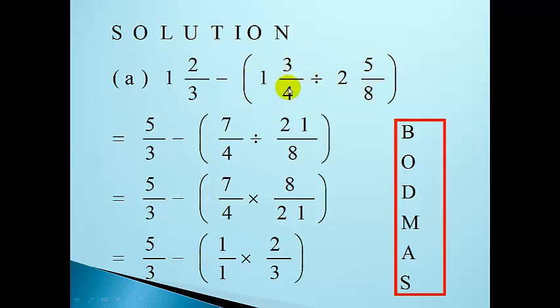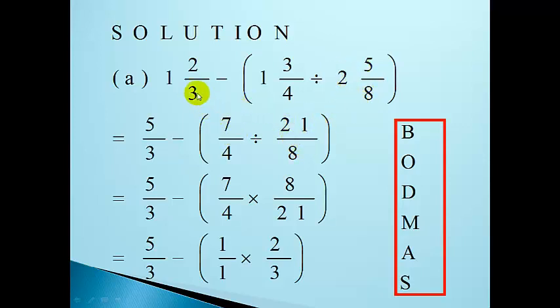So quickly we have to change our mixed fraction to improper. So 4 times 1 is 4. 4 plus 3 is 7. So we have 7 over 4. Divided by 8 times 2 is 16. And 16 plus 5 is 21. So we have 21 over 8.